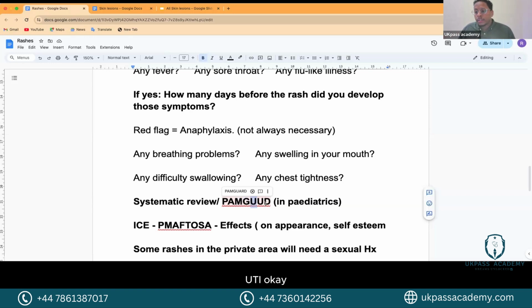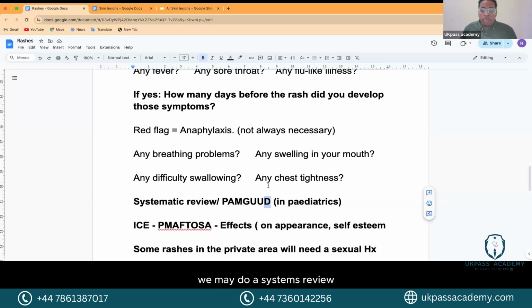UTI. Okay, is there any crying when he or she is passing urine? Any crying when passing urine? Upper respiratory tract infection. You can ask it the same time you're asking about pneumonia, right? Any sneezing, coughing, or flu-like illness. And finally, D, dehydration. Ask about the child's fluid intake and feeding. How's your child feeding at the moment? How's the fluid intake? In pediatrics, we do that.